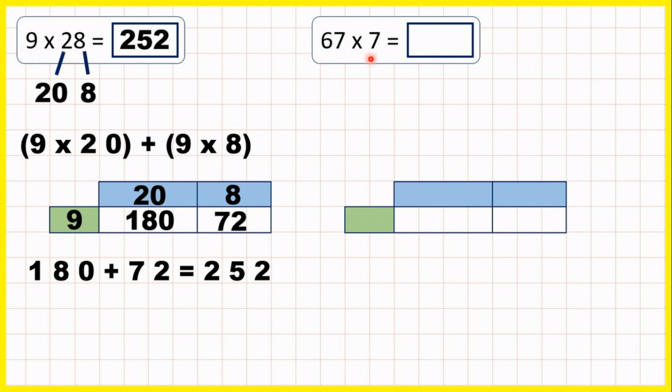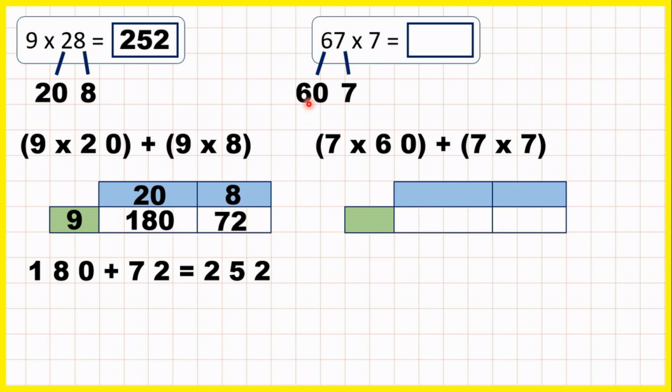Now 67 times 9. So the multiplication is written with the 2-digit number first, but we do the same thing. We partition the 2-digit number. So 67 is 60 and 7. And we can multiply 7 by 60, then multiply 7 by 7, and finally add up our answers. So on the left of our grid, we want the single digit number in our question, and on top we want the partitioned number, so 60 and 7.